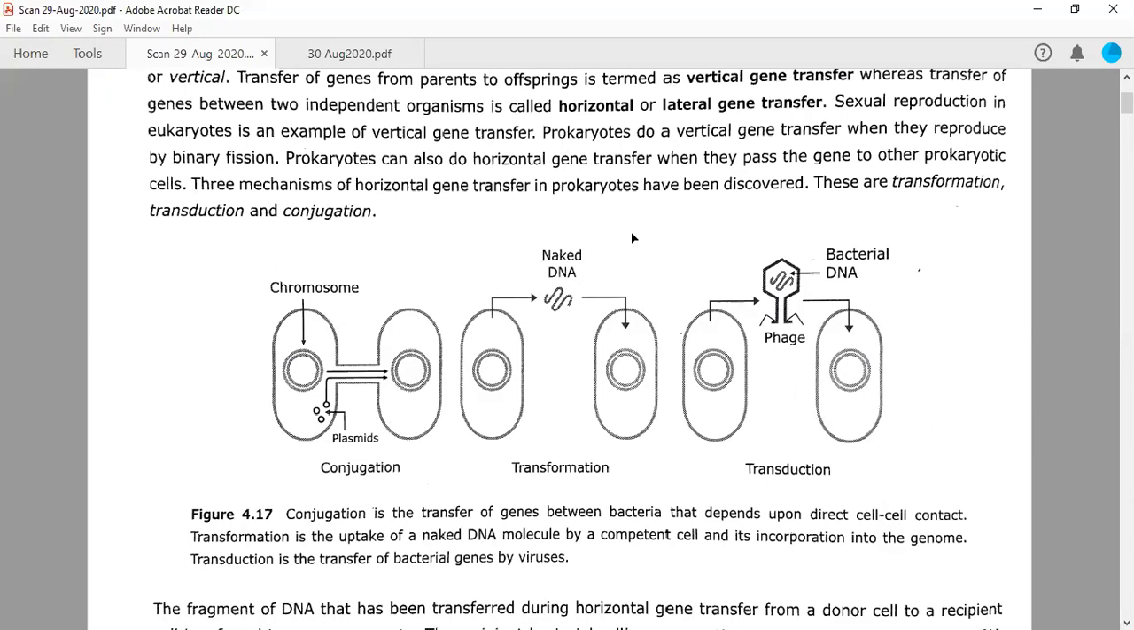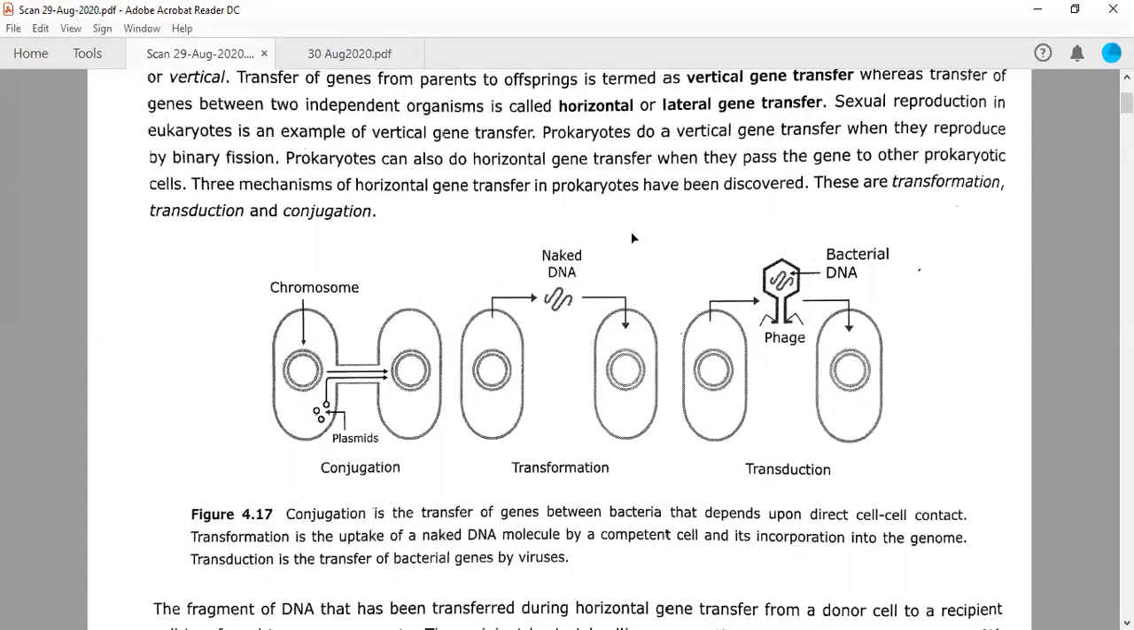For example, we got 2 copies from each of our parents, right? Similarly, if a bacterial cell is able to get one complete set of chromosome from its parent, then only it is considered as a vertical gene transfer, right?